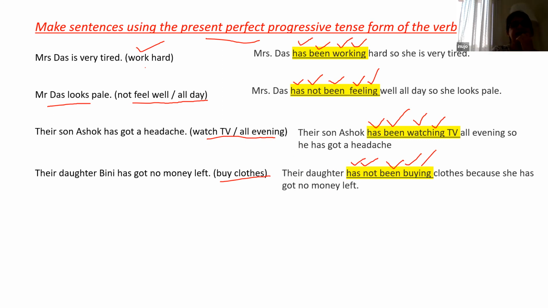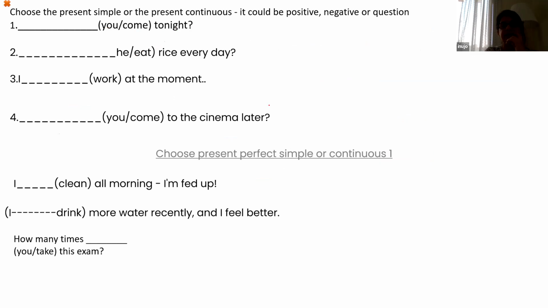Now, this is the last exercise. This is again extra exercises for you. So choose the present simple or the present continuous. It could be a positive, negative, or a question sentence. Dash you come tonight. Use present simple or present continuous. Dash you come tonight. What is the answer? Are you coming tonight?